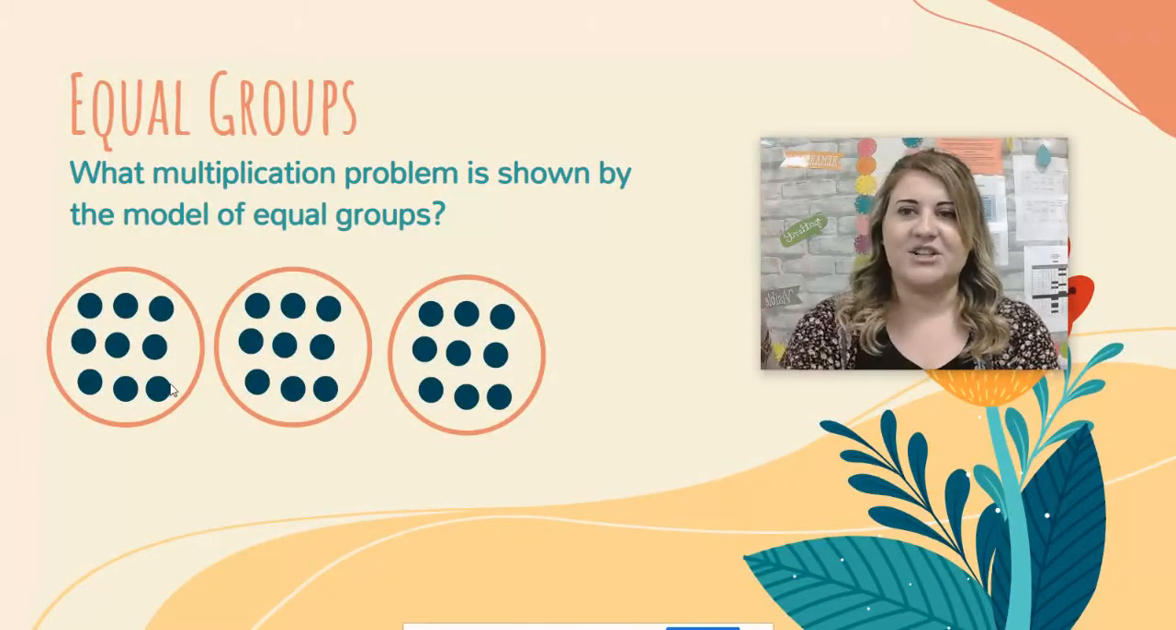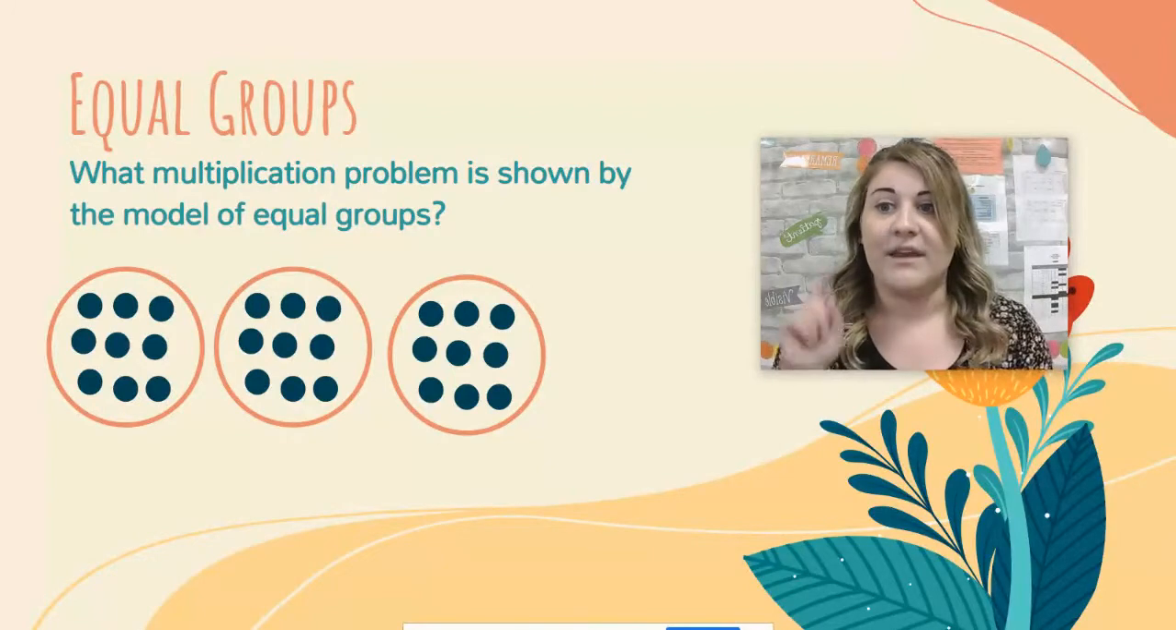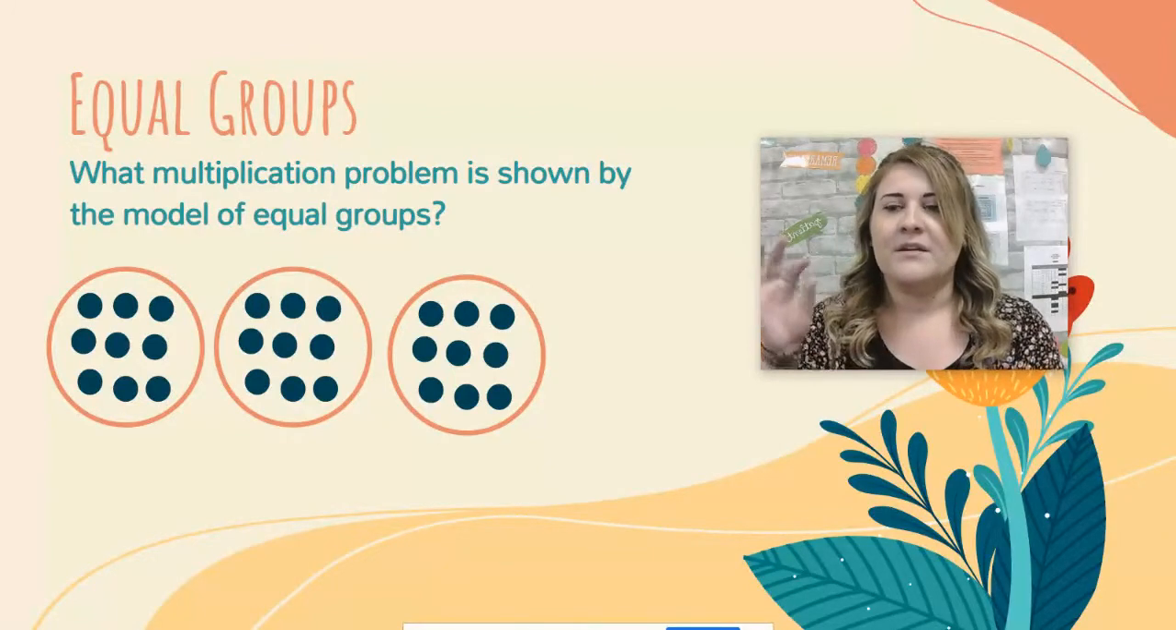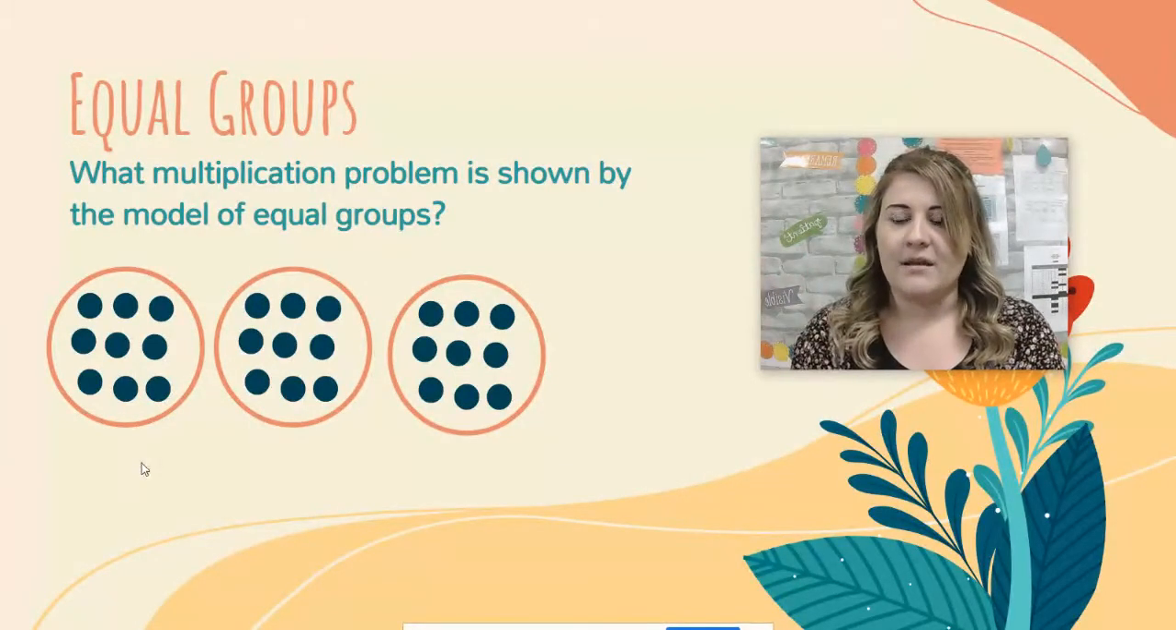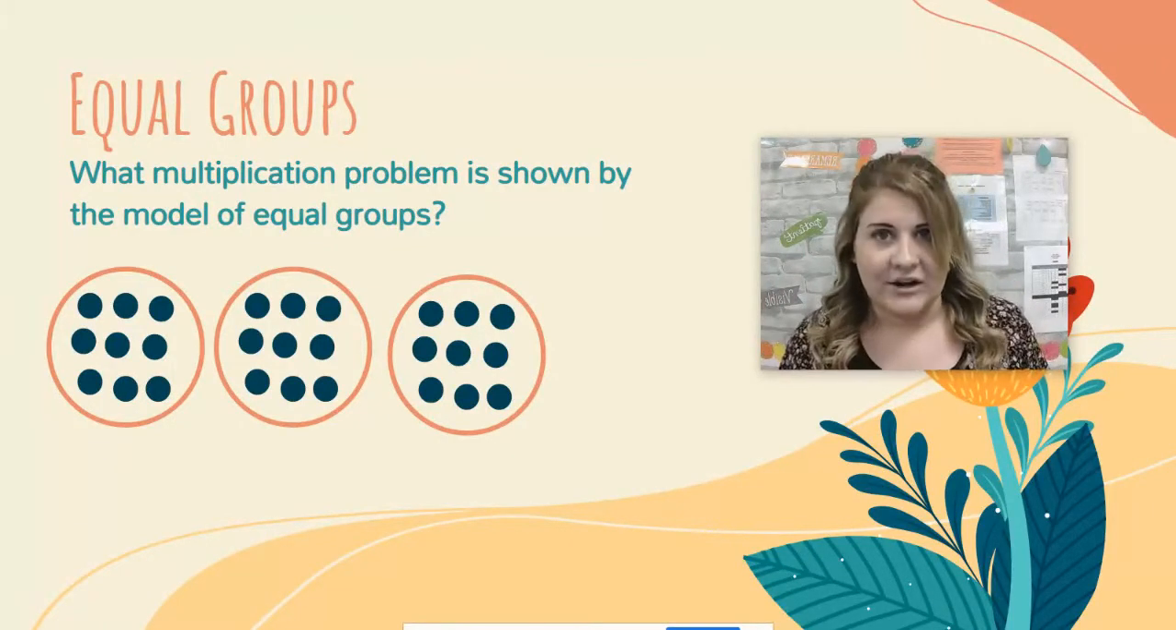Do you notice how I'm touching each dot with my mouse? That's because you need to also count, because it's easy for your eyes to play tricks on you. So count them out very carefully, okay? So I've got 9 in each group. So 3 times 9 is going to be our problem. Now let's find the answer.